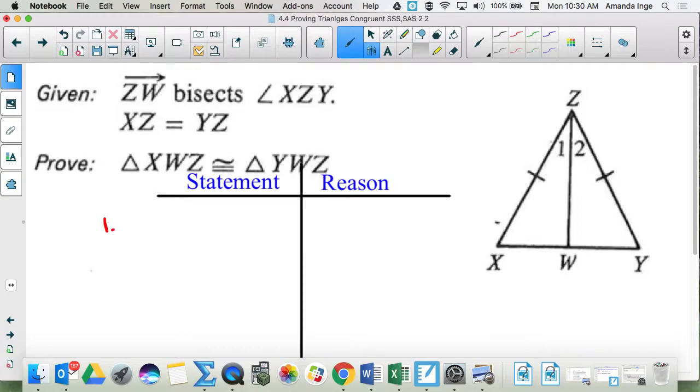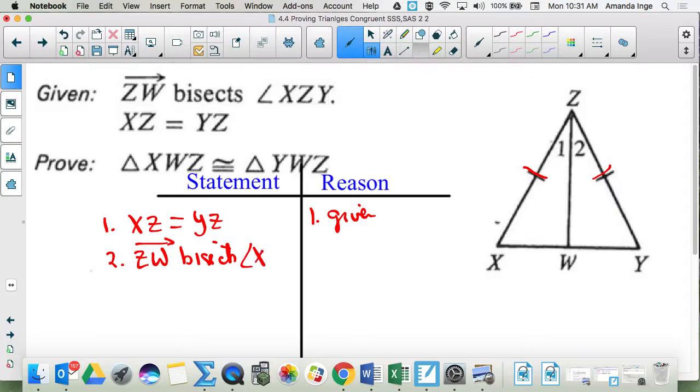So let's start with XZ is equal to YZ. That's given. And we have that marked. Then we have ZW bisects angle XZY. That's given. Well, what does that mean if it bisects that angle?